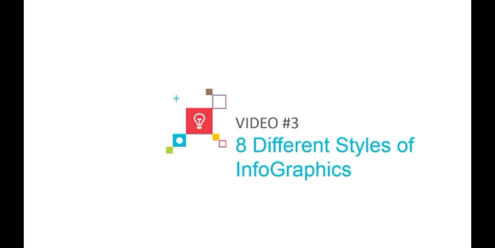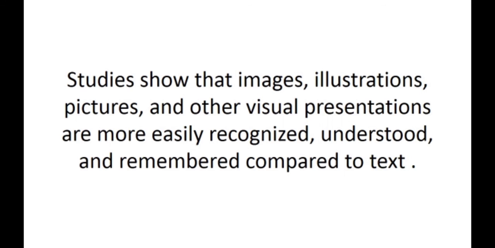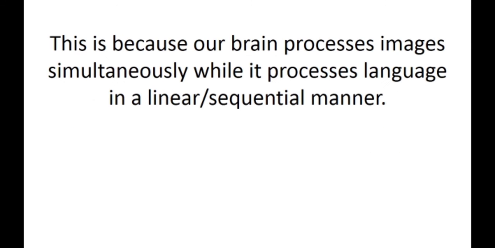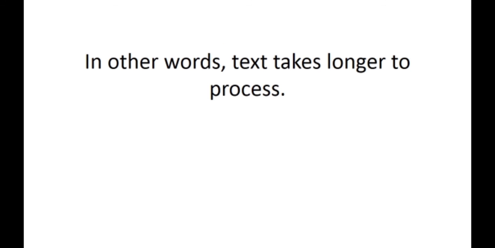So with that said, let's move on to video number 3 and talk about 8 different styles of infographics. So I want you to think about this for just a second. Studies show that images, illustrations, pictures, and other visual presentations are more easily recognized, understood, and remembered compared to text. And this is because our brain processes images simultaneously while it processes language in a linear, sequential manner. In other words, text takes longer to process.